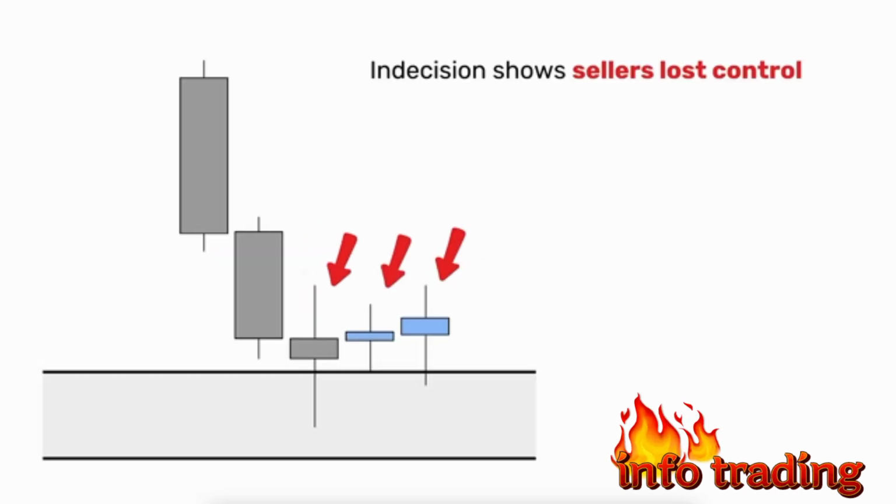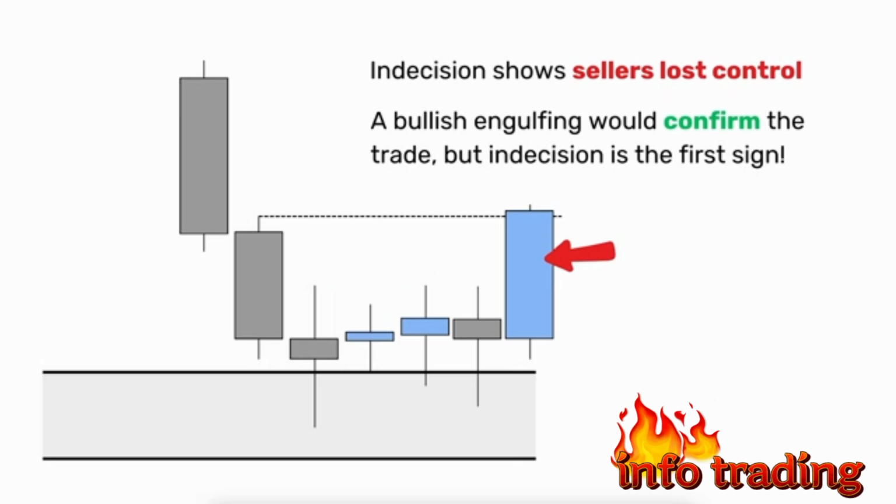So here we see a collection of different candles, which shows that after this selling move, the sellers have lost control. This itself doesn't confirm a trade. We would generally want to see something like a bullish engulfing to confirm that the buyers did indeed take control. But the indecision is the first sign that the market is indeed slowing down. So it's a good place to start prepping buys and keeping in mind that this bias may shift now that we've seen a complete slowdown in momentum.